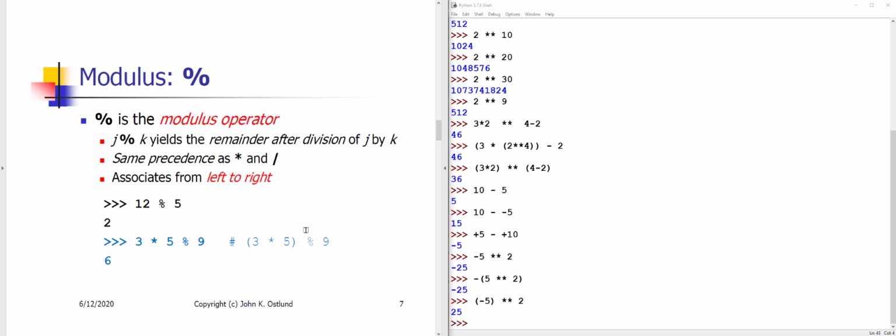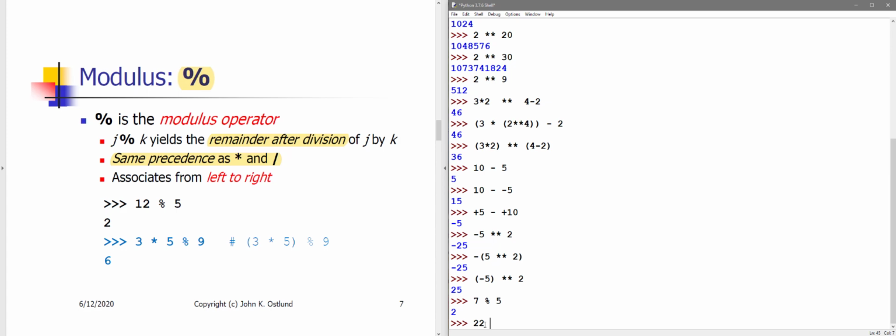All right. So, another arithmetic operator that turns out is on the same level of precedence as multiplication and division is something called the modulus operator, the percent sign. And what the modulus operator yields is the remainder after division of the left-hand side by the right-hand side. So if I say, let's say 7 mod 5, well, 5 goes into 7 exactly once, and then there's a remainder of 2. So 7 mod 5 is 2.